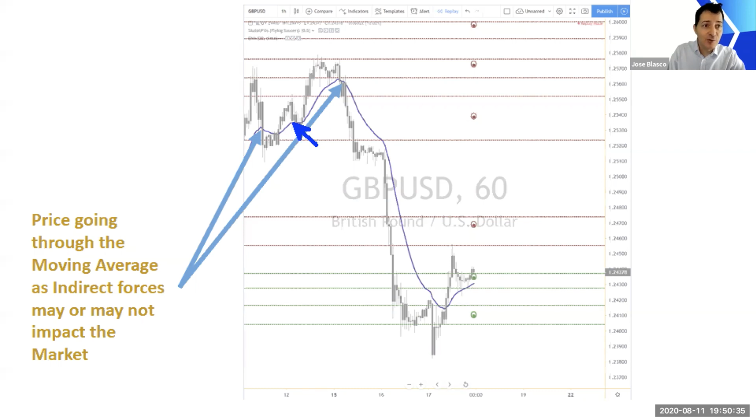So again, it's like the news. The news is reported, the interpretation may be positive, may be negative. So you have a maybe situation. The moving average is a maybe situation. It may bounce, it may not bounce, right? So it's an indirect force. It may help you, it may not help you. It's an indirect force.